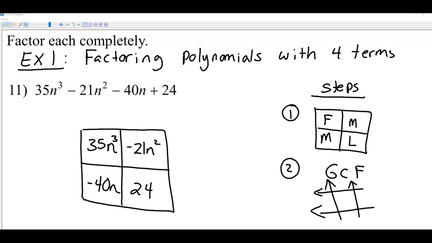So, for instance, let's take a look at these two, negative 21 and 35n cubed. I'm going to find their greatest common factor, and I'm going to put it over here. So what's the biggest thing that goes into 35 and 21? 7. Okay, I agree. And also, how many n's can we take out? 2. So I know that 7n squared has to go there. We're going to do the same thing on the bottom here. 40 and 24. 8. Okay.